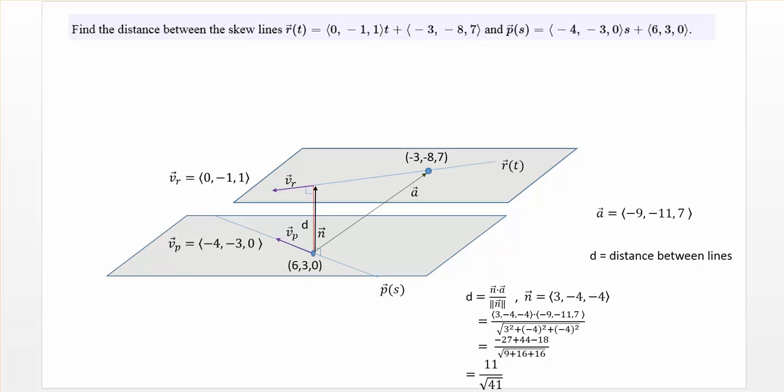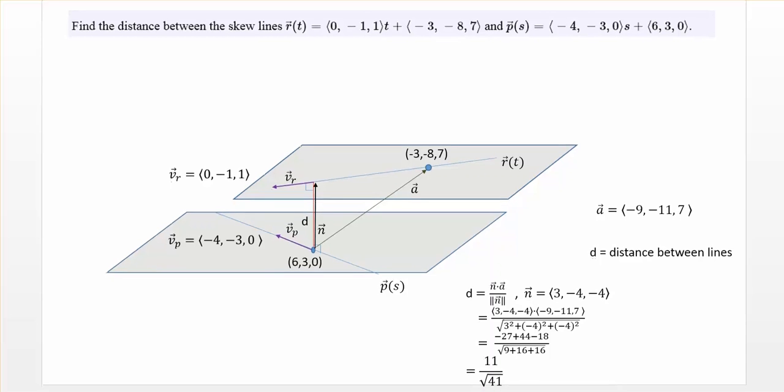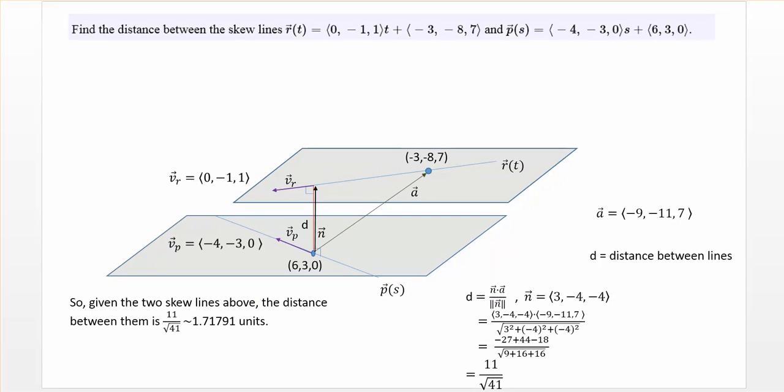At this point, most people want to box their answer and move on. In math, it is important to communicate what you are mathematically modeling. So I would add a conclusion that says, given the two skew lines above, the distance between them is 11 over root 41, which is approximately 1.71791 units. This is the method that you will use to find the distance between skew lines. Thank you.